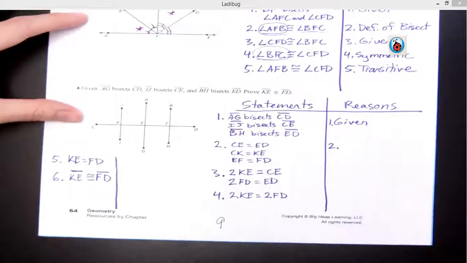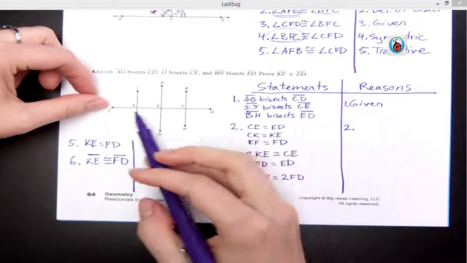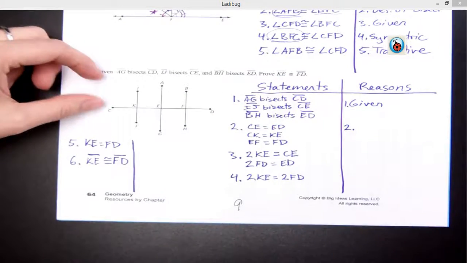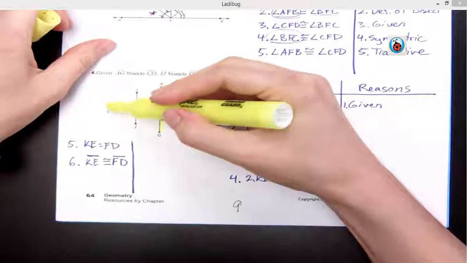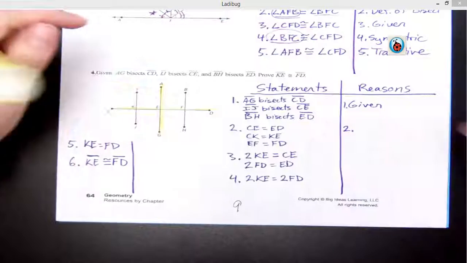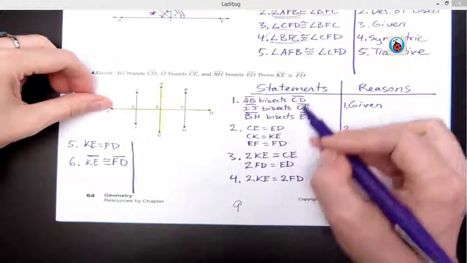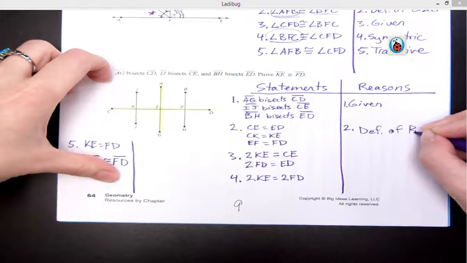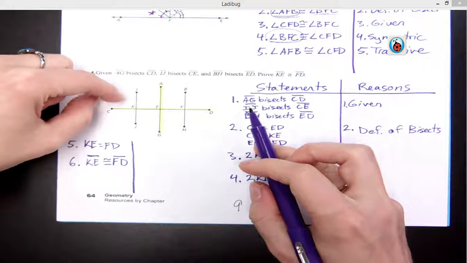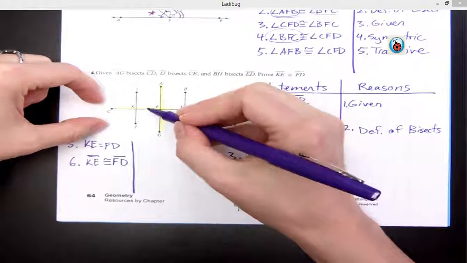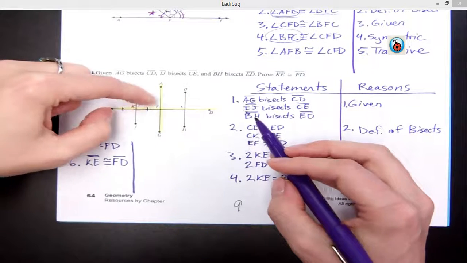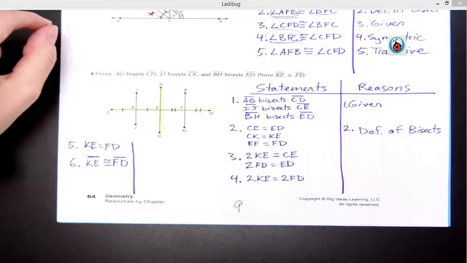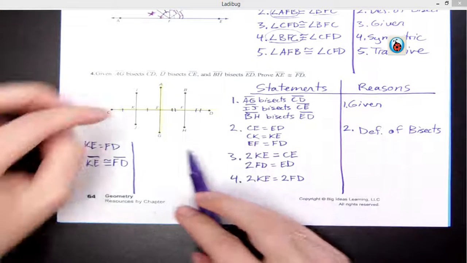Alright, so then our next one has a lot of moving parts. Again, if we label, AG bisects CD. So if AG right here bisects my CE, which is my whole thing, CD, that means CE has to equal ED. So every time I see the word bisects, I'm going to say, okay, which parts are equal? That's my definition of bisects. And I did all three here to save space. If IJ bisects CE, that means these two parts have to be equal also. And if BH bisects ED, that means these two parts have to be equal. Okay, and then by definition, two halves equals a whole.